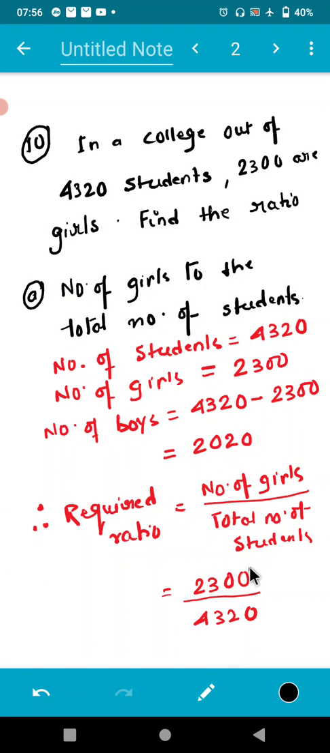First of all, we reduce these two zeros, and the remaining numbers we can divide by 2. So 23 divided by 2 gives... dividing 230 by 2 we get 115, and 432 by 2 is 216. So we cannot reduce this further. This would be our required ratio of sum A, that is 115 by 216. Now let's move on to sum B.